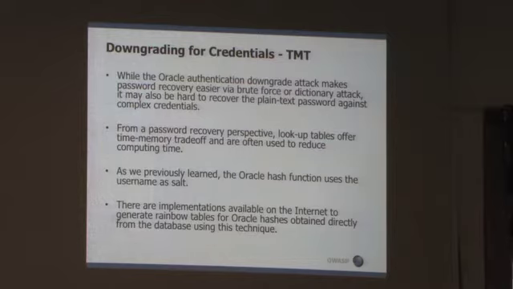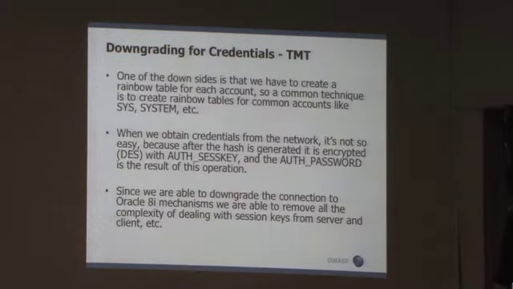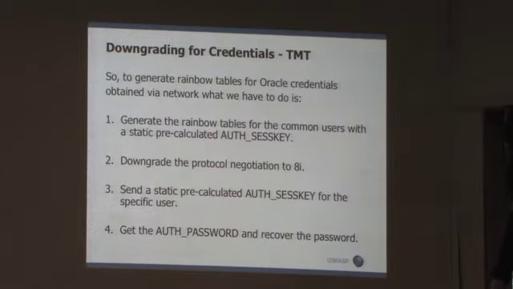Now we have another point that is interesting. Since we are able to downgrade to a weak format, a weak algorithm like data encryption standard, we are able to apply the famous rainbow table attacks. How does it work? Basically, it's the following. The hash authentication is salted with the username. So what do you have to do to create the rainbow tables? Basically, they have to be focused on some specific users.